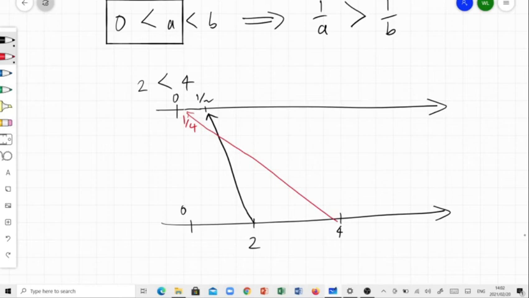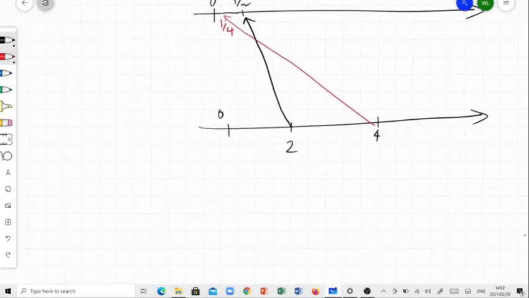So what inversion does is that it moves points that are further away from the origin and transforms them into points that are closer to the origin. This is what is called order reversal by inversion.